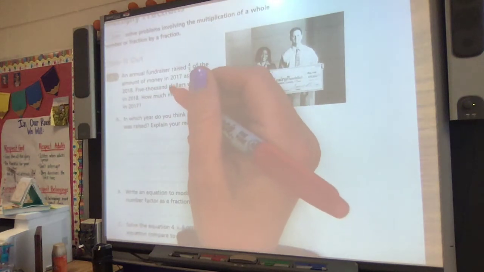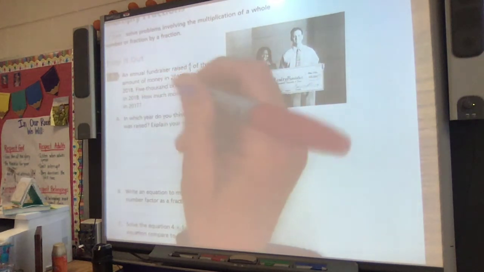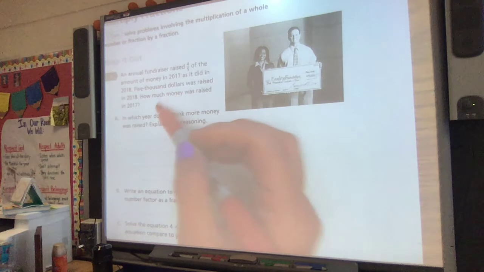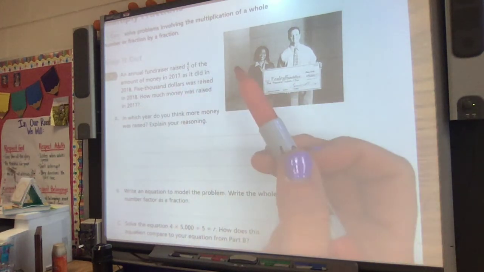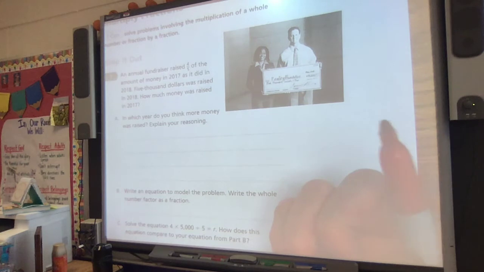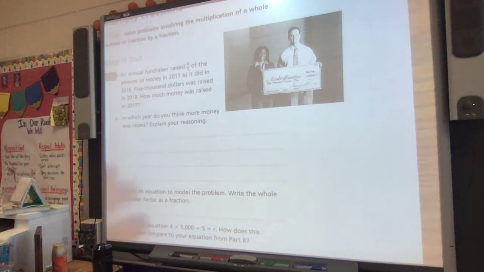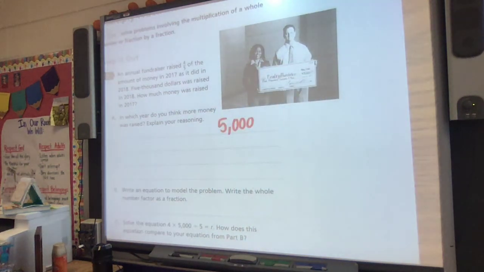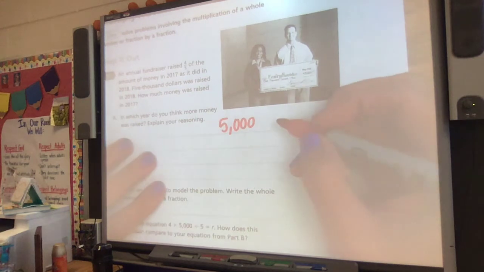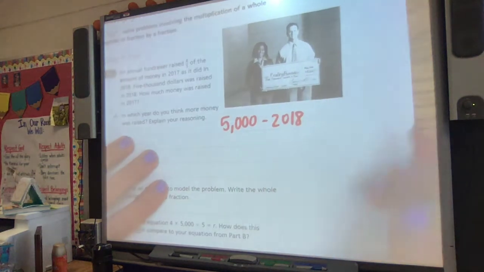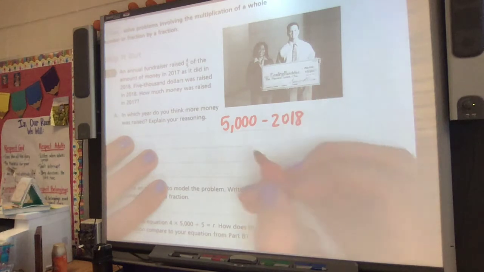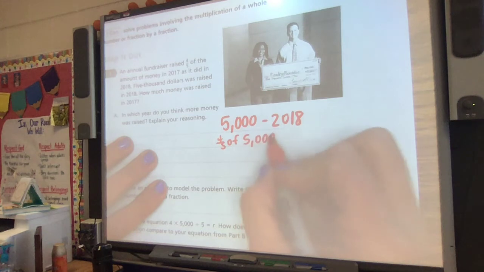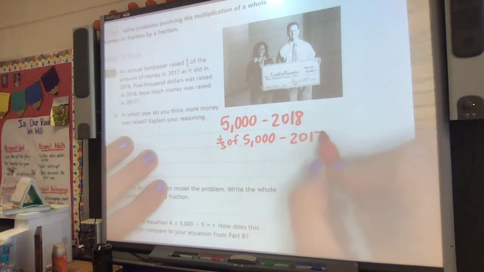An annual fundraiser raised 4/5 of the amount of money in 2017 as it did in 2018. $5,000 was raised in 2018. How much money was raised in 2017? Alright, so again, they raised $5,000 in 2018. Writing it out just kind of helps me keep my thoughts. Then we did 4/5 of 5,000 in 2017.